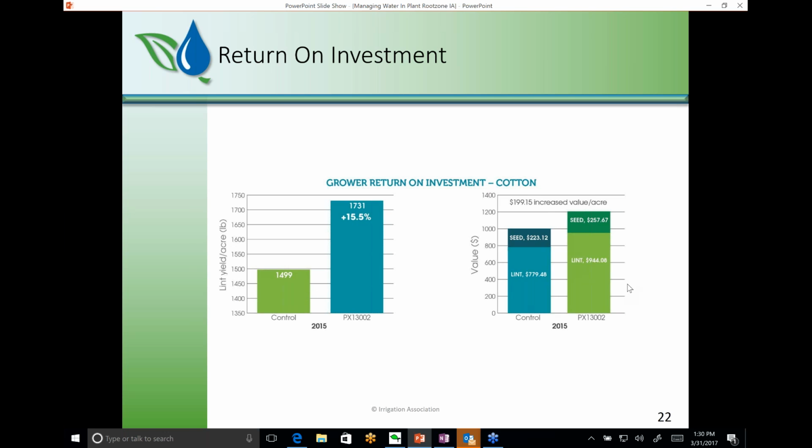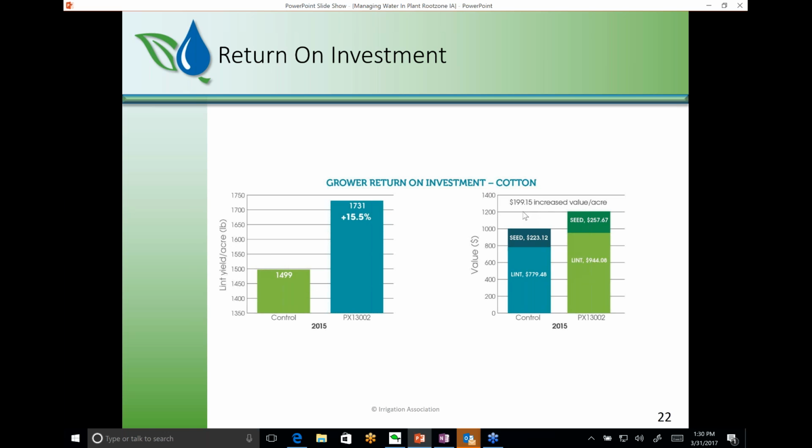When we looked at the total value of the crop, both lint and seed, this is the return on investment to the growers. So you look at lint at the control with no surfactant, producing about $779, and seed producing about $223. And then you look at the addition of another soil surfactant, this one more engineered for tight soils. You can see that both the lint and the seed increased, and there was an increase of about $199 in terms of value per acre.